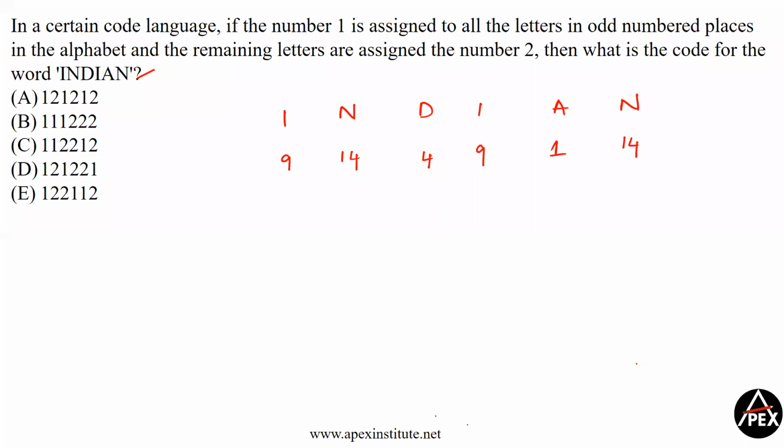Now if the letters are in odd numbered places in the alphabetical order, then they will be numbered as 1. Okay, so 9 is an odd number, so 1 here. 4 even number, 2, 9 odd number, 1, 1 odd number, 1, and 14 even number, 2. Okay, so 122111112 should be the coded form of Indian. Okay, so it should be option E, not option A, isn't it?